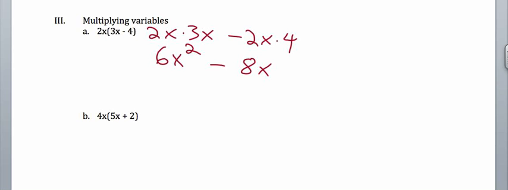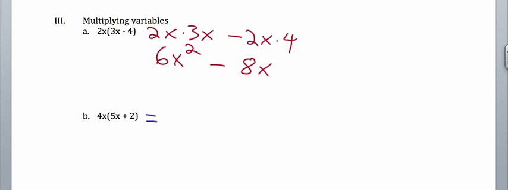We cannot combine those terms. Even though one's an x squared and one's an x, we can't combine those. We're going to find out a little bit later on this week, or maybe next week, in one of our next couple lessons, why we can't combine those. Try B again on your own, pause, and then come back.